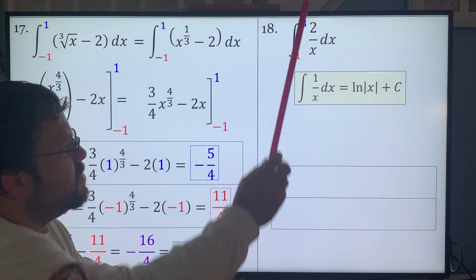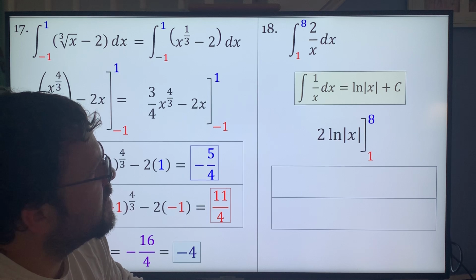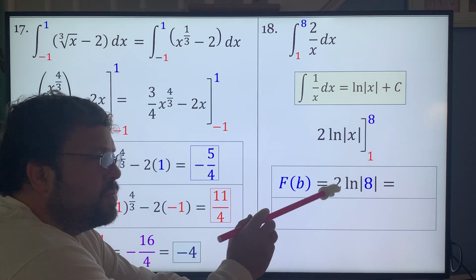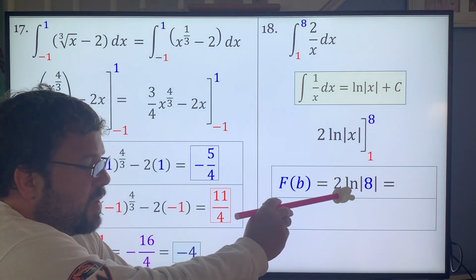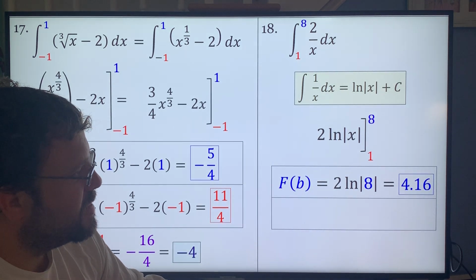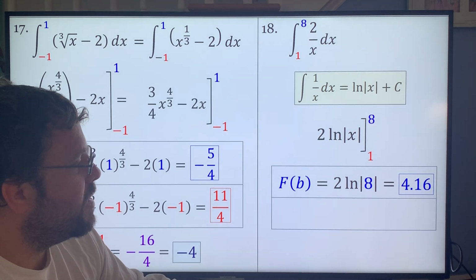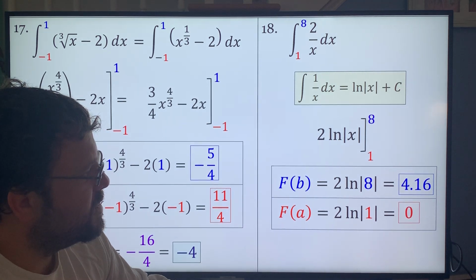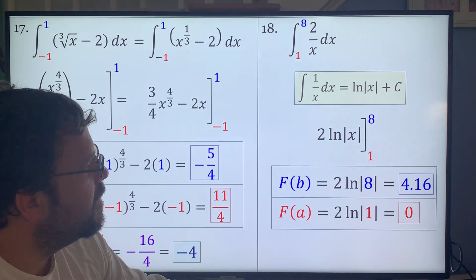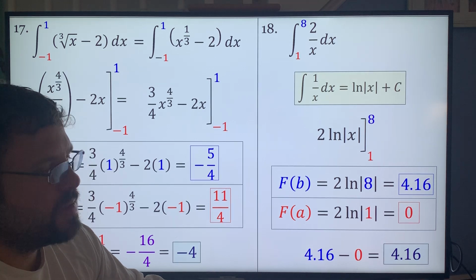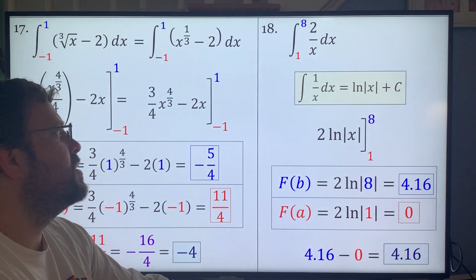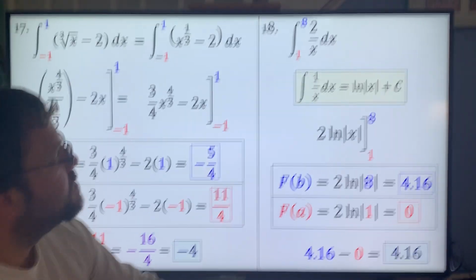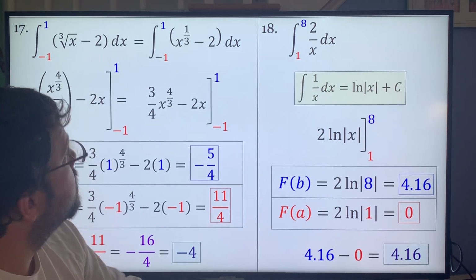So the answer to this would be 2 ln absolute value of x from 1 to 8. Now in your calculator, 2 ln 8 equals 4.16. Sorry, I call it ln, which is unmathematical. 2 natural log 1 is 0. 4.16 minus 0 is 4.16. See, actually quite simple to do as long as you use the right formula. Got it? That was a trick one, to throw you for a loop.